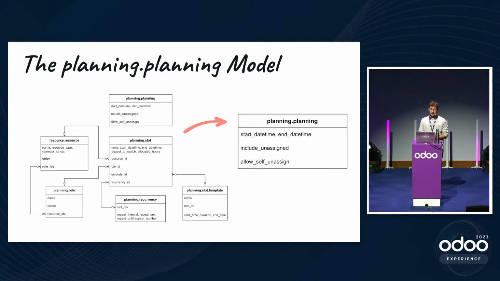Finally, we have the planning.planning model. Now, as you can see from the diagram, it's kind of separated. We only use that when we share the planning with the resources. So when the planning is shared, we fetch the appropriate shifts. So it has fields such as the start and the end daytime of the planning. And it also has Boolean fields, such as the include unassigned field, which basically shows whether we should show open shifts to each user. And it also has the allow self unassign field, which basically shows whether we should allow users to unassign from the shift that they just received.